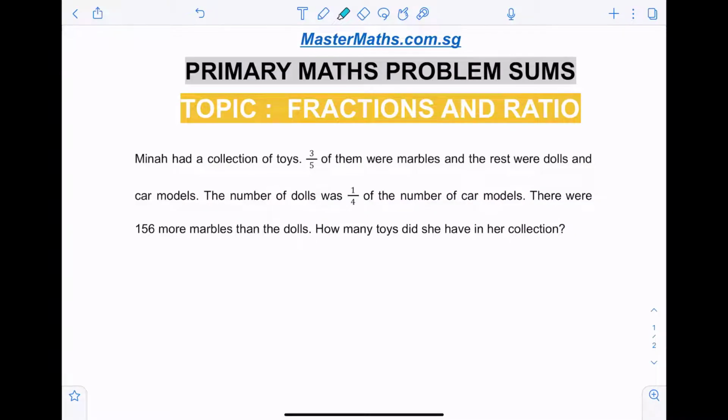Mina had a collection of toys. 3/5 of them were marbles and the rest were dolls and car models. The number of dolls was 1/4 the number of car models. There were 156 more marbles than dolls. How many toys did she have in her collection?